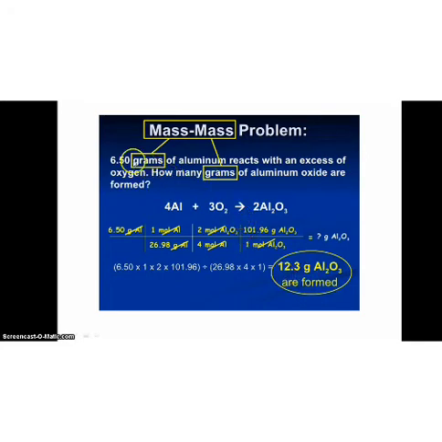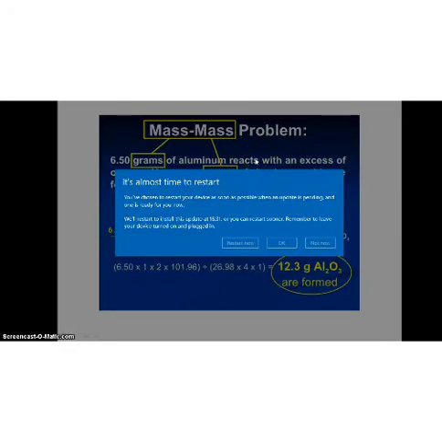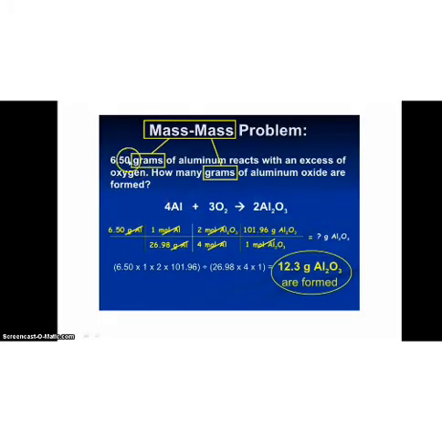Here is an example. 6.50 gram of aluminium reacts with excess of oxygen. How many grams of aluminium oxide are formed? This is the reaction where aluminium reacts with oxygen to give Al2O3. So first you have to make a balanced chemical equation and find out how many grams of aluminium oxide are formed in this reaction.